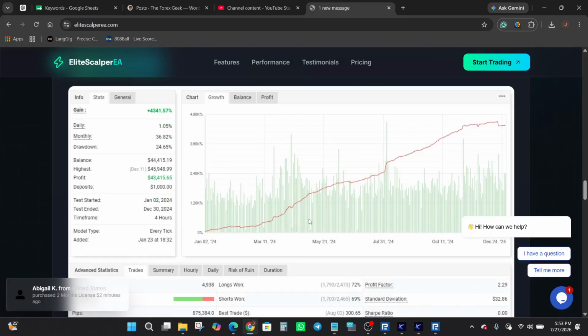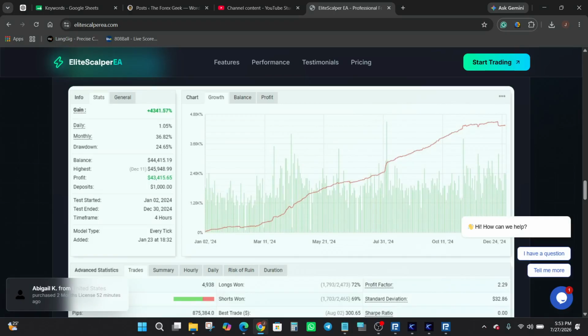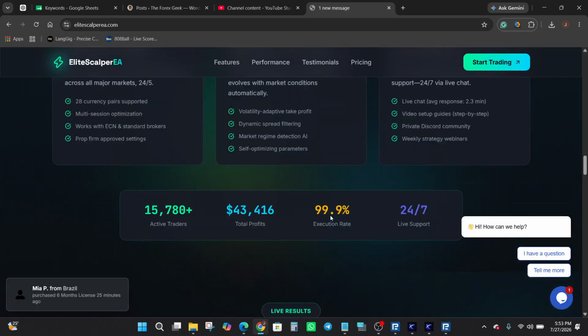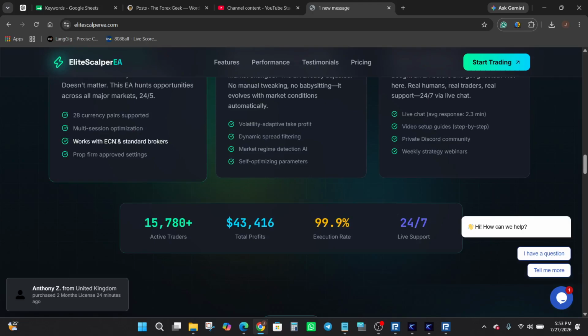Further down, the developer states that the EA supports 28 currency pairs and is designed to operate across multiple trading sessions. The website also mentions compatibility with ECN brokers, standard brokers, and prop firm settings.